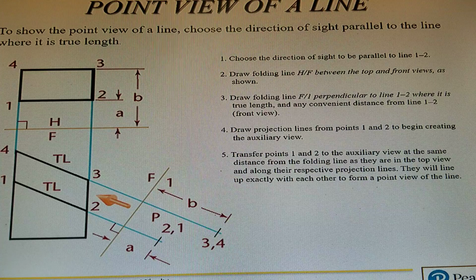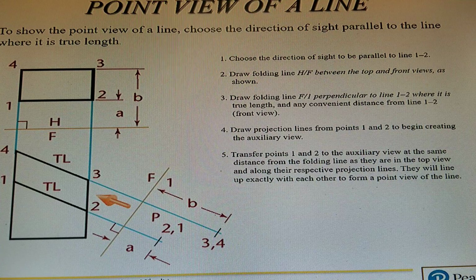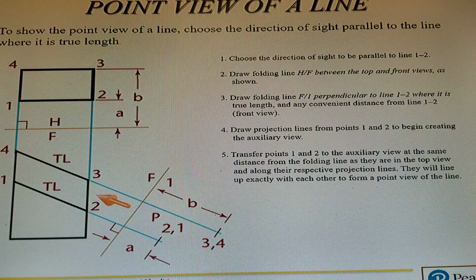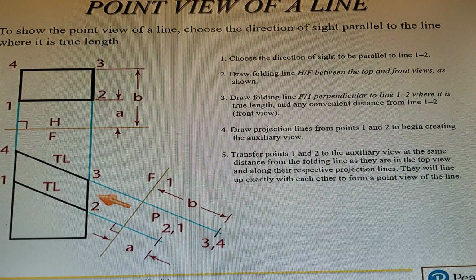Draw folding line F1, perpendicular to line 1, 2, where it is true length, at any convenient distance from line 1, 2 in the front view. Okay. Draw projection lines from points 1 and 2 to begin creating the auxiliary view.